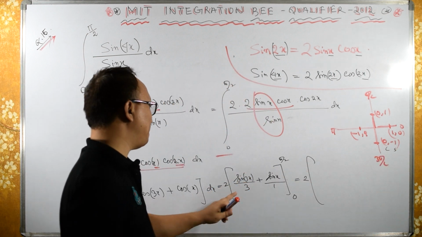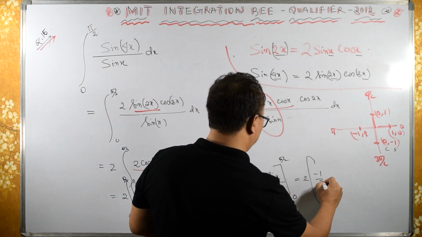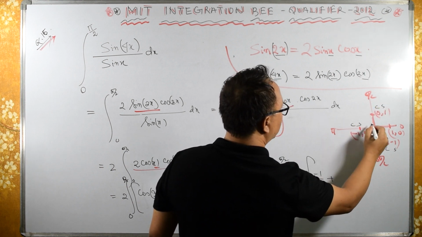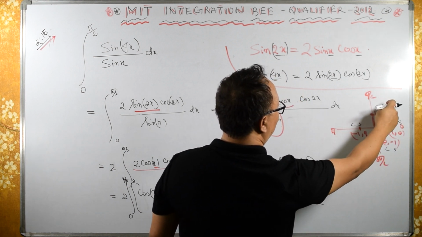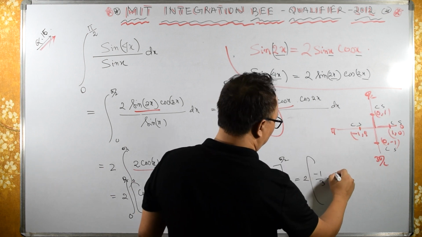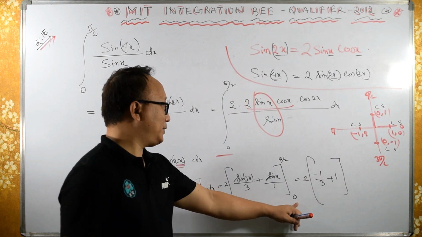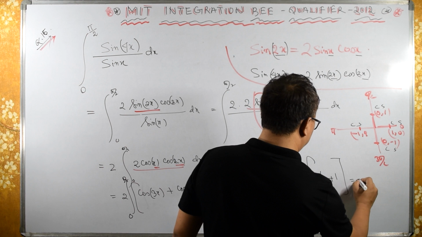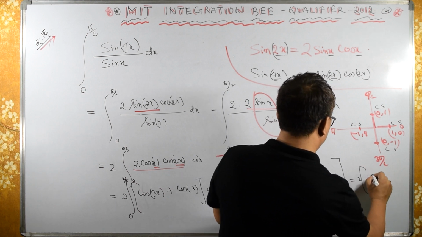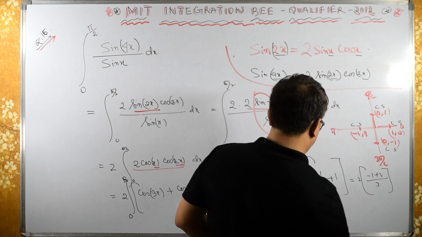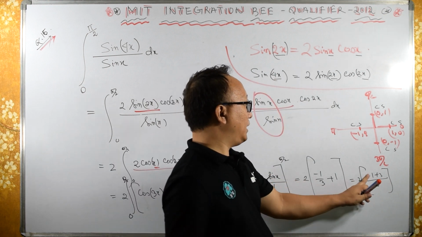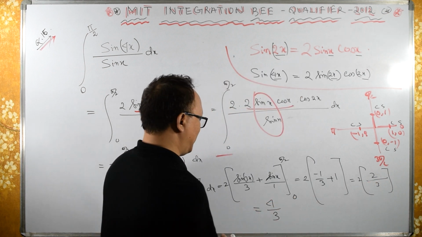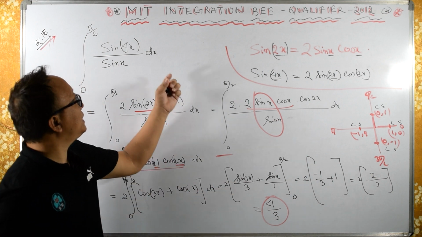So this becomes minus 1, so minus 1 upon 3 plus sine pi by 2. Sine pi by 2 is what? 1. So 1 upon 1 is the same as 1. And then when I substitute 0, sine 0 is 0, everything becomes 0. So this is the same as 2. If I take the LCM here, minus 1 plus 3 is the same as 2. Therefore, the answer is 4 by 3. 4 by 3 is the required answer for this integral.